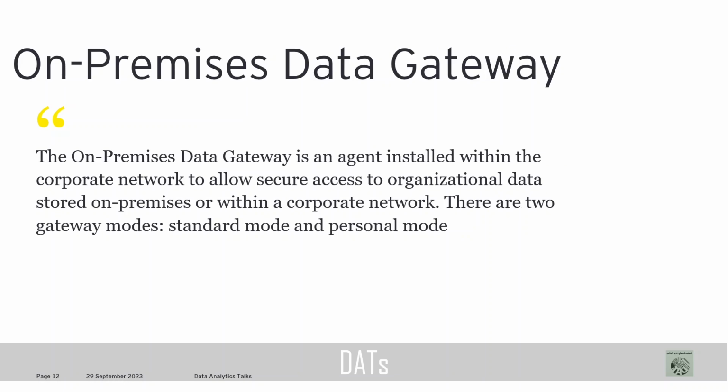You might have already heard about on-premises gateways. I'm sure you have heard about the on-premises data gateway. What is it? The on-premises data gateway is an agent installed within the corporate network to allow secure access to organizational data stored on premises or within a corporate network. So from the Power BI service, if you want to connect to your organizational data, these gateways are required. There are two gateway modes, standard mode and personal mode.